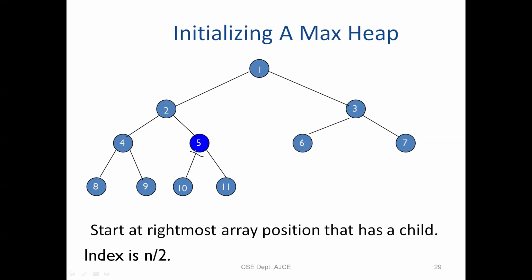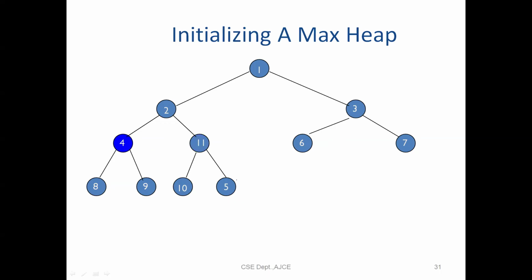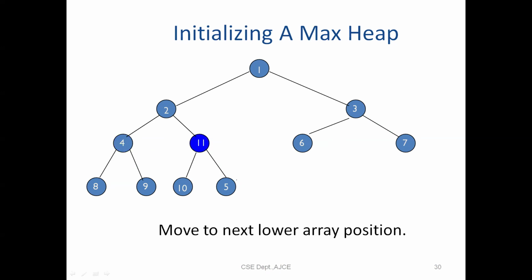Okay, so we'll start from 5. Now, how can you make 5 a correct max heap position? Just check with 10 and 11. Whichever is greater, we swap it. So we know 11 is greater, so we swap 11 and 5. Now move to the next lower array position. We will not move forward. We know that's still not a max heap, but still we wait.